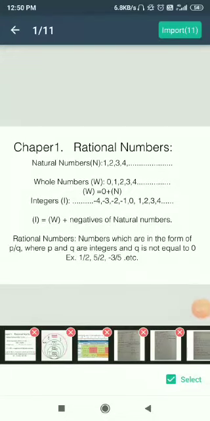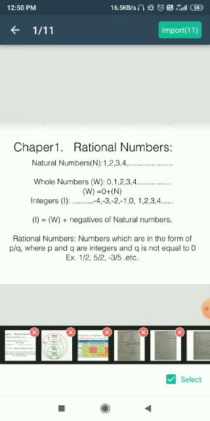This is the first chapter of 8th class mathematics book NCERT. This is about the rational numbers. So before coming to rational numbers, let's know what natural numbers are, which you already know. The natural numbers are 1, 2, 3, 4, and so on. Whole numbers include 0 plus all natural numbers. Integers include whole numbers plus negatives of natural numbers.